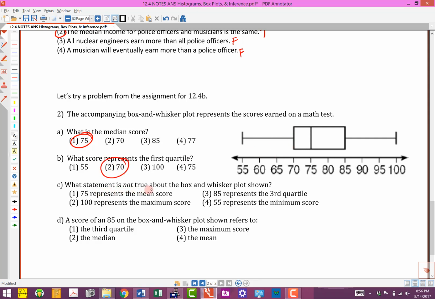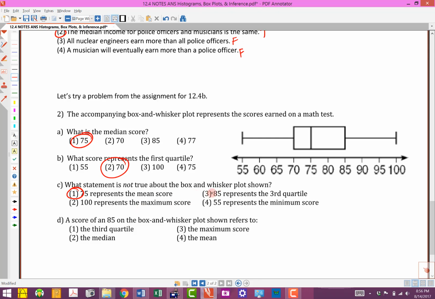Which statement is not true? So all of these are true except for one. So 75 represents the mean score. Now think about that for just a second. Does 75 represent the mean score? That means add them all up and divide by how many there are. That one is not true. If this said median, then it would be okay.